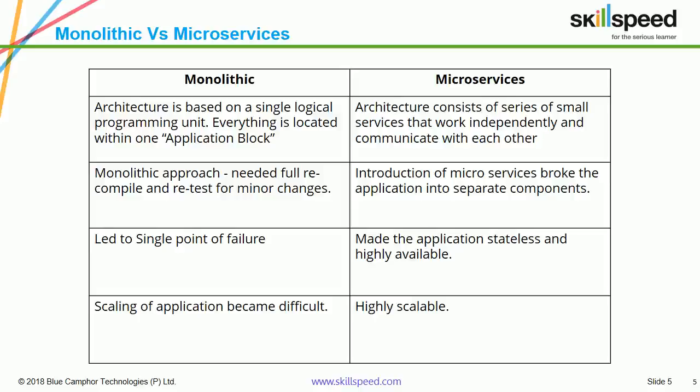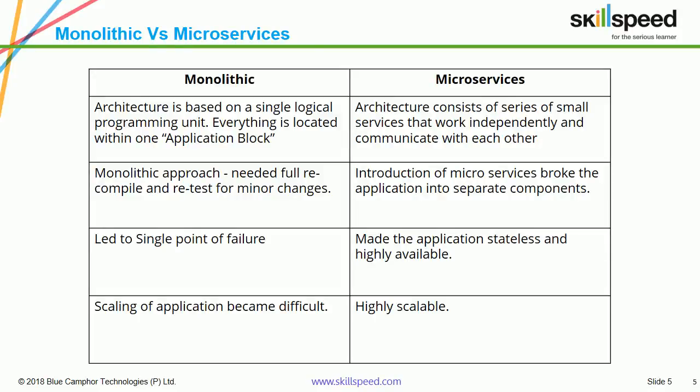So let's have a brief understanding of what exactly we mean by monolithic approach versus microservices approach. So the first and the most important difference is that the architecture is based on a single logical programming unit in case of monolithic. And as we have spoken, everything is located within one single application block, which is in contrast with what happens in microservices. Here, the architecture consists of a series of small services that work independently and communicate with each other. Now, this communication can be in various forms. The most common way of communicating is through APIs or application programming interfaces.